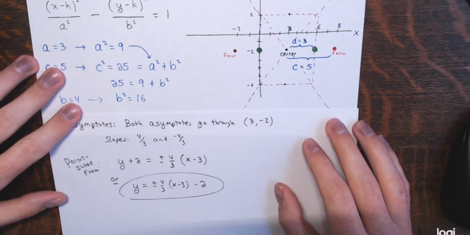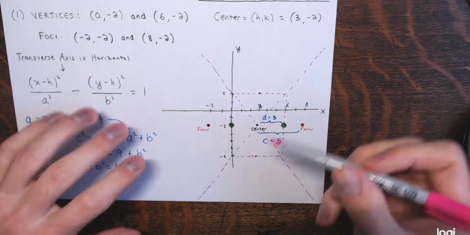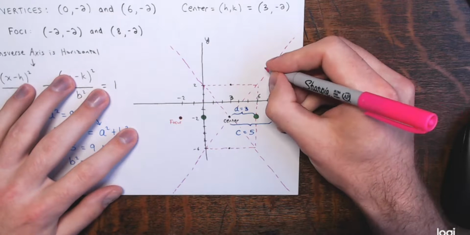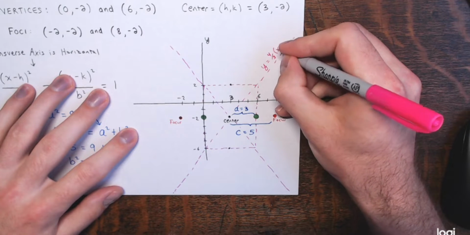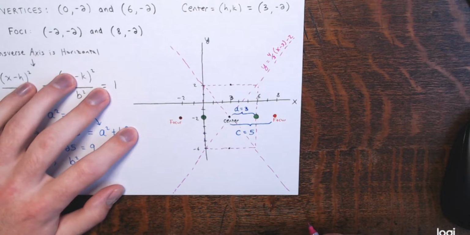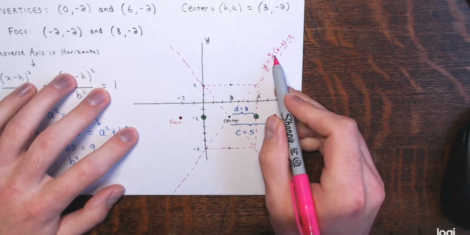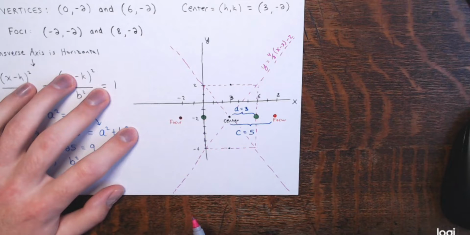All right. So one of them, the one with the positive slope, that's this one up here. So this one has the equation y equals 4/3 times the quantity x minus 3, and then minus 2. That's that line. Now you could also put it in slope-intercept form if you want. Distribute the 4/3. It's just y equals 4/3 x minus 6. Right? The y-intercept is -6 there.